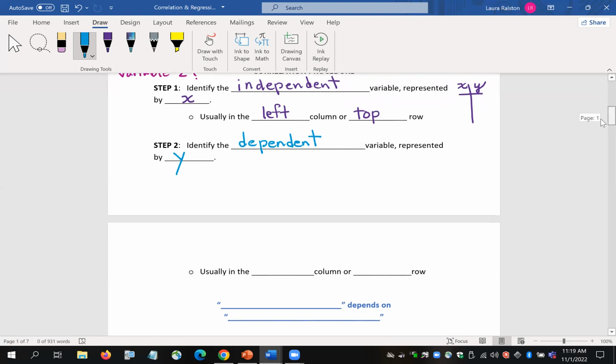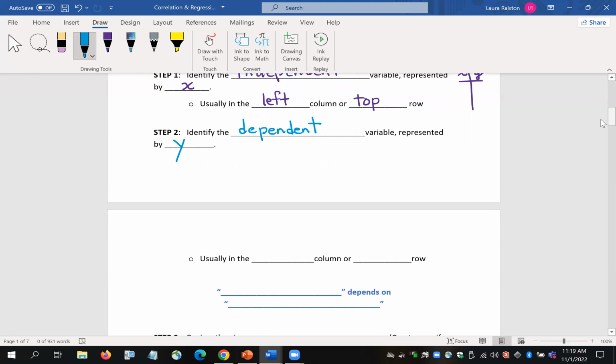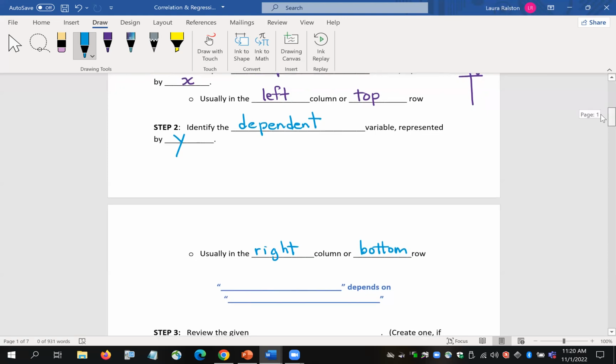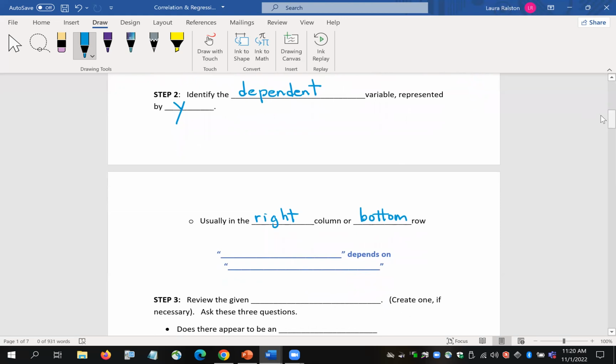Typically, the dependent is going to be in the right hand column or the bottom row. And again, that's kind of a standard across the board in statistics or even in algebra, just that consistency that typically your X is on the left, your Y is on the right, or X is on the top, Y is on the bottom. Occasionally you'll find some folks that'll try to trip you up and switch them up. Again, I try to be consistent because that's the way you're going to see it.